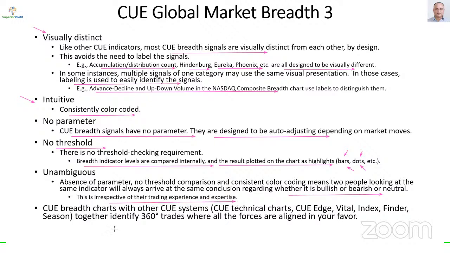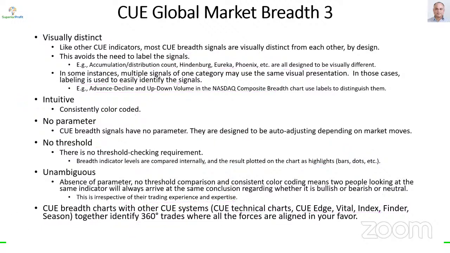Q breadth charts with other Q systems, the Q Global technical charts, then Q Edge, Vital, Index, Finder, and Season, they together identify 360 degrees trades where all the forces are aligned in our favor.